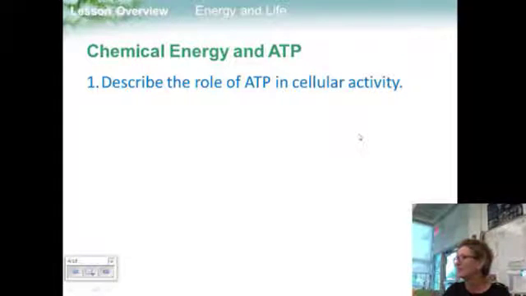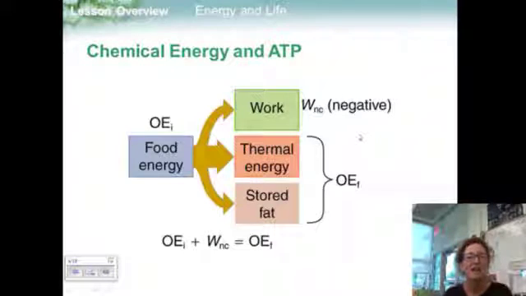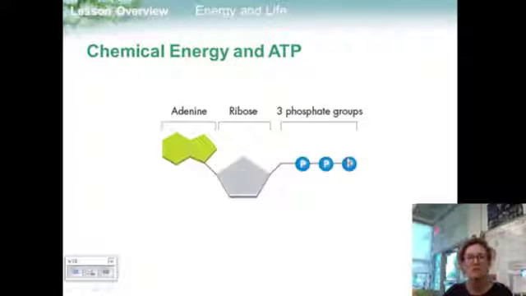ATP. Let's review quickly. Energy is the ability to do work. Your cells are busy using energy to build new molecules, contract muscles, and carry out active transport. Without the ability to obtain and use energy, life would cease to exist. One of the most important compounds that cells use to store and release energy is adenosine triphosphate.